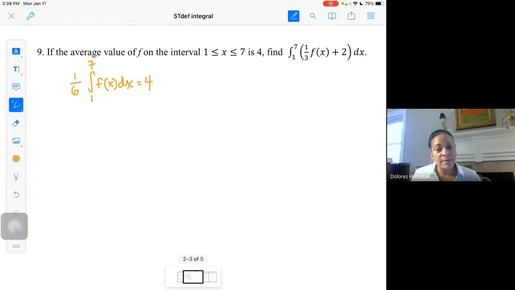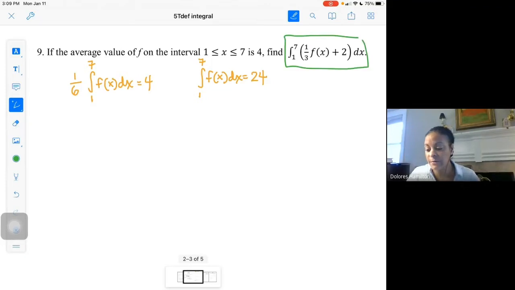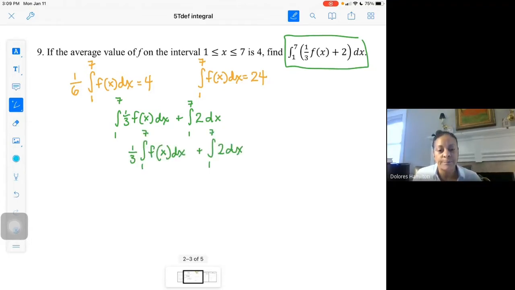And now, since I know that that average value is 4, I'm just going to clean that up, multiply both sides by 6. So I know that my integral from 1 to 7 of f of x is equal to 24. Now, this is what they're asking me to find. The definite integral from 1 to 7 of 1/3 of f of x plus 2. So the first thing I'm going to do is separate those two. And I get this. Next, I'm going to factor out that 1/3. That's my scalar. That takes me here.